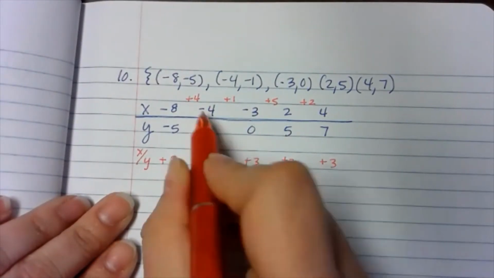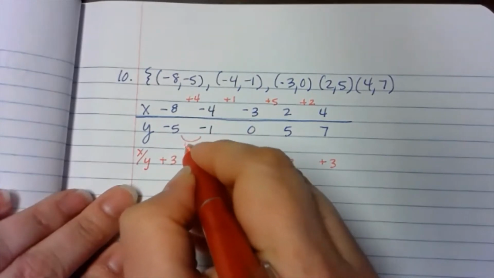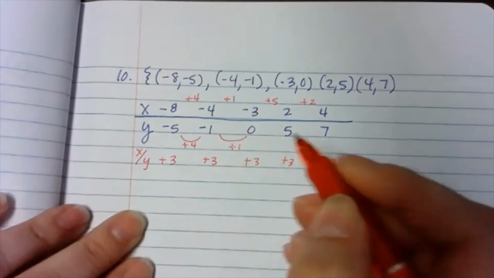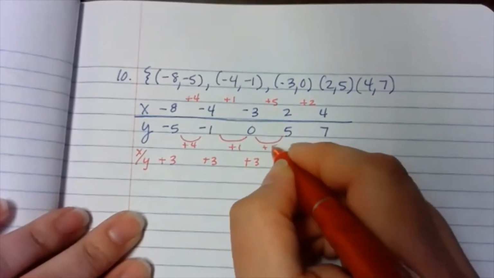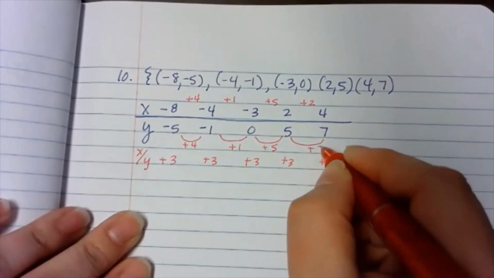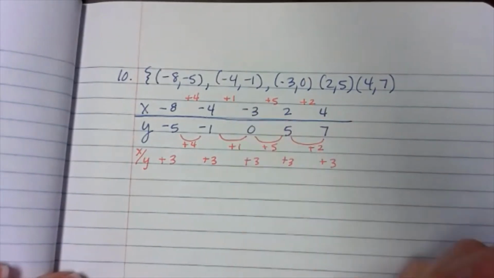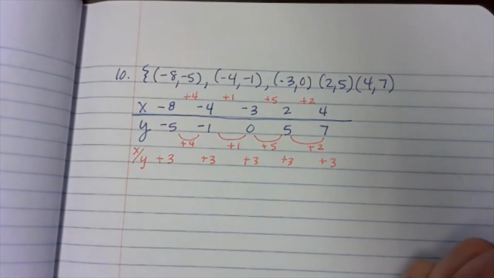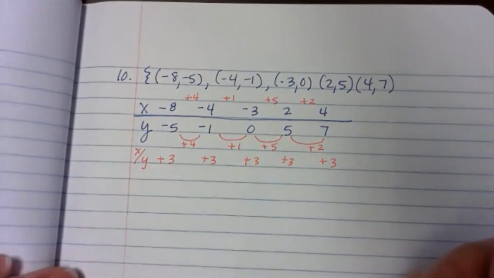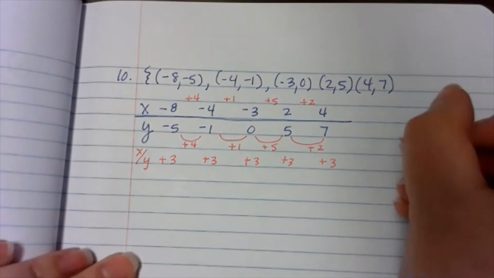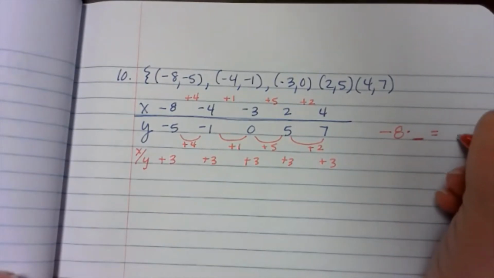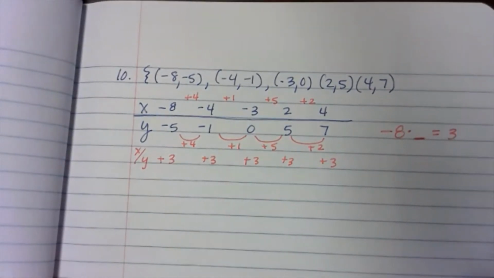And then from Y to Y, it should look like +4 as well. So we'll have +4 here. -1 to 0 is +1. This is +5. And this is +2. So these match. So it does look like we are adding 3 when we get them. So if we have -8, what would we multiply it by to get a +3 is the question.